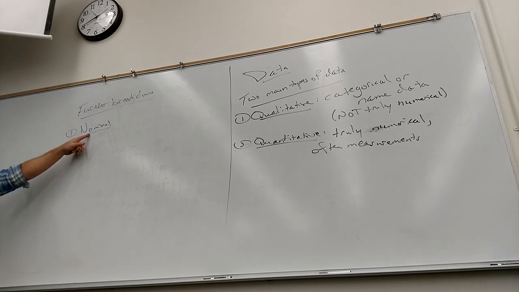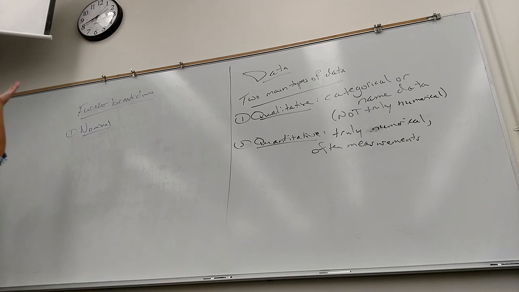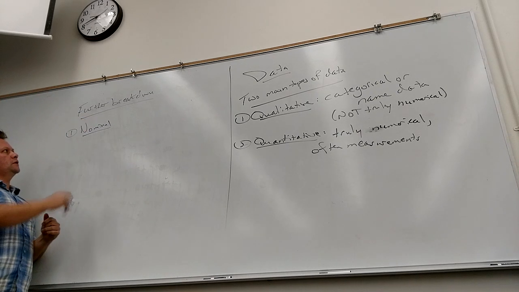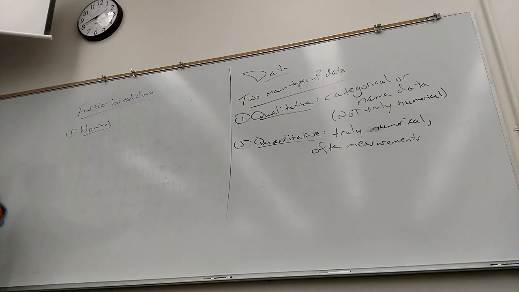This is the exact opposite. Anybody know nom de plume? Like Stephen King used to write under when he first started writing, he went under the pen name Richard Bachman. And some of that was crazy. Anybody read Stephen King? Yes, okay. That's old school. Nominal is pure name data.